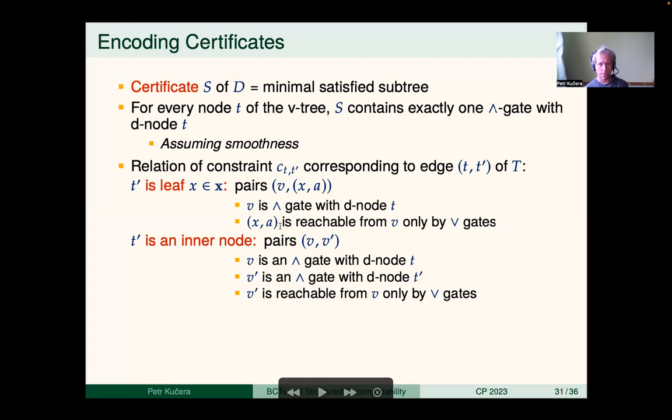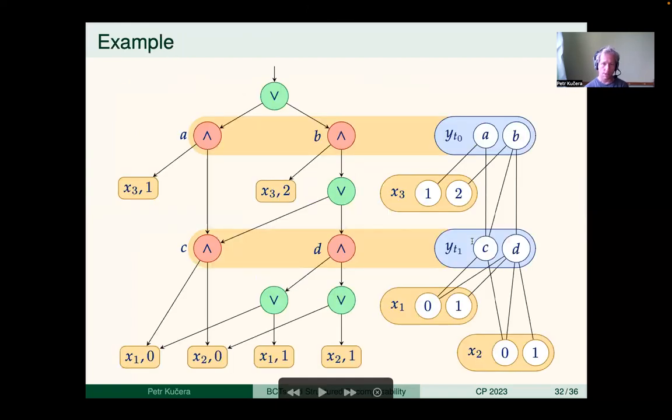And if T prime is a variable, it's a leaf, then we consider the values X_A for this particular conjunction gate that are reachable from V only by using conjunction gates. And for an inner node, it's very similar. Only on both sides we have conjunction gates, and the values are these conjunction gates. So maybe it's best to visualize this on an example. So in this case, the vtree now changed into the tree of the binary constraint tree.